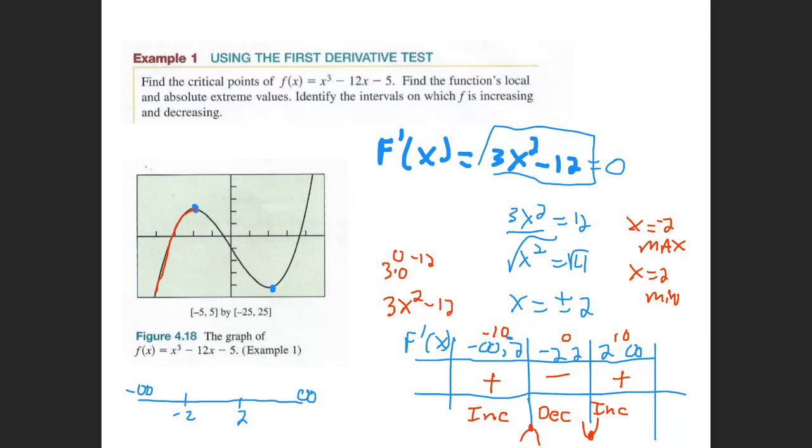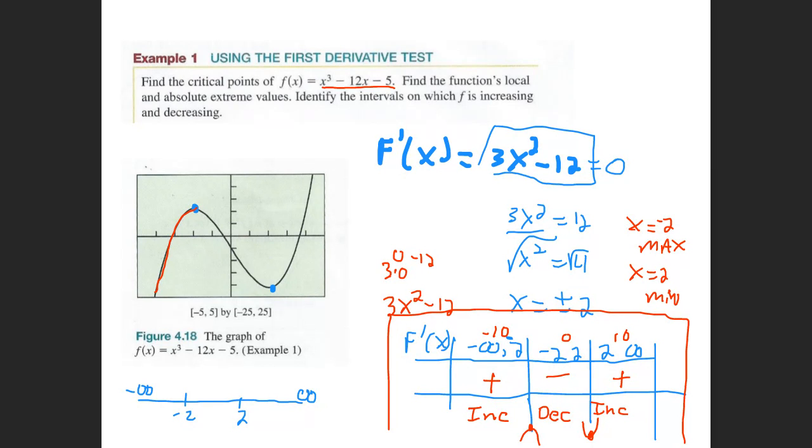Now, I could find the maximum value and minimum value, but I'd have to go back to the original function to plug my values back in there to see what that value is. But this is called a first derivative table. And what does a first derivative table give us? It gives us where the function is increasing and decreasing. It also gives us max and min values.